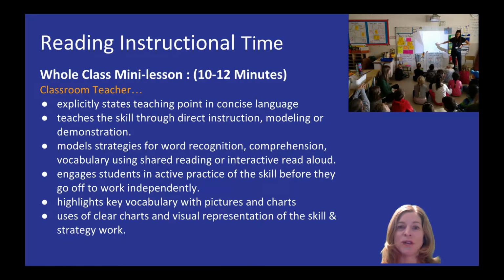So although we want kids to practice before they go off and have a little bit of discussion, it's not the time where we have kids doing a lot of sharing, because we want to get them into the practice work, because we know that's the most effective use of their time. Teachers are also highlighting key vocabulary with pictures and charts with visuals, so that your ELLs are following along, or all of your students are following what the strategies are that you're teaching, and then how to apply that in their learning.